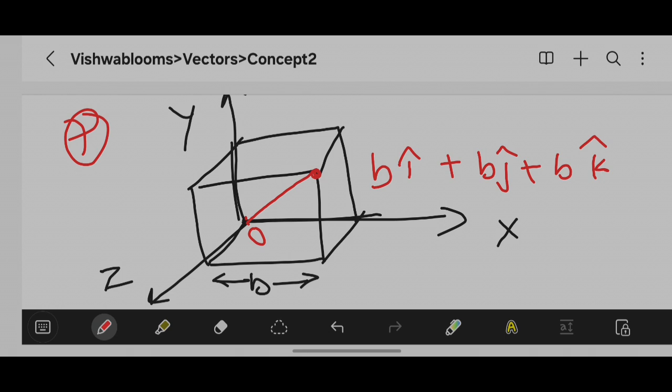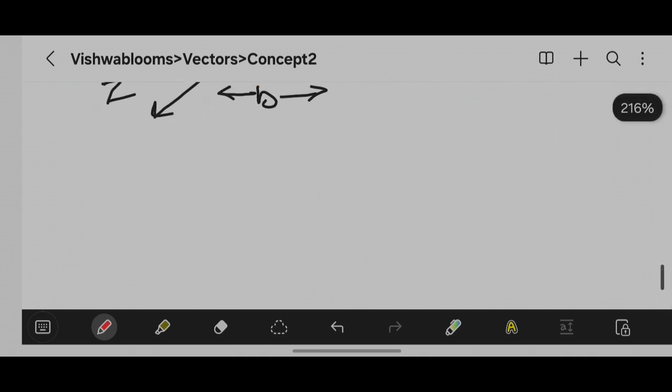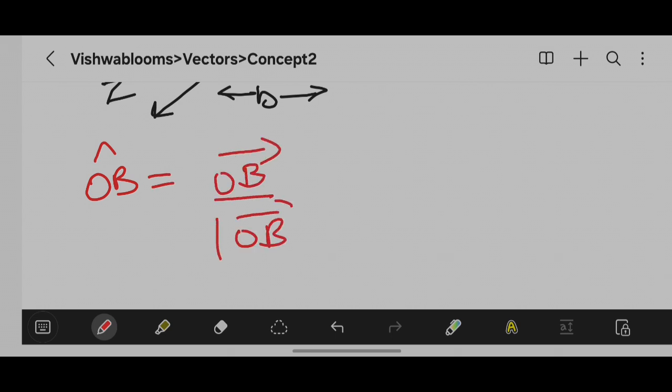In 3 dimensions you can understand. We are learning in 2 dimensions, so it is difficult, but try to understand. This point is at distance b from all 3 axes. So this is the diagonal vector simply. I am naming it the OB vector. Now they are asking for the unit vector along this direction, that is OB cap. OB cap is nothing but OB bar by modulus of OB. This formula is also discussed in the concept 2 explanation video.